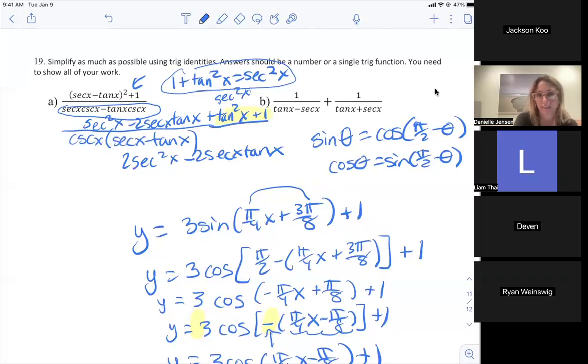Yeah, so be careful with the foiling. If you make an algebra mistake, it definitely throws off the simplification. Yeah. Jackson.